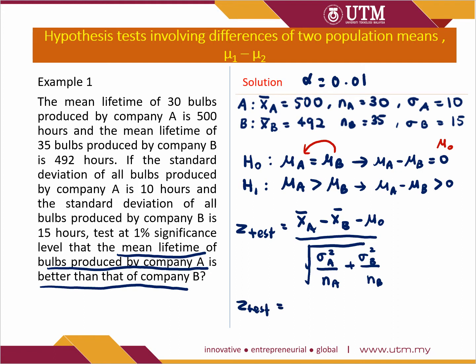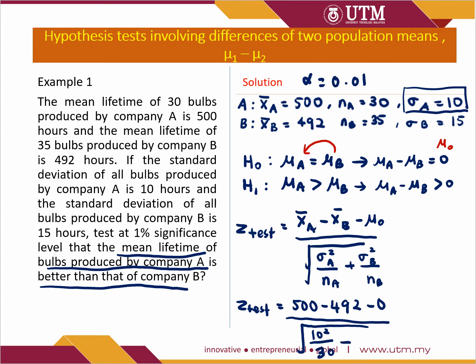So x bar A is given as 500, minus 492, minus mu naught which is 0, over the square root of the population variance from A, which is 10 squared, because this is the standard deviation value. To find the variance, we just have to square the standard deviation, over NA, plus the variance from B over 35, which equals 2.56.